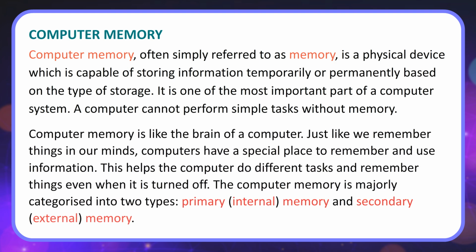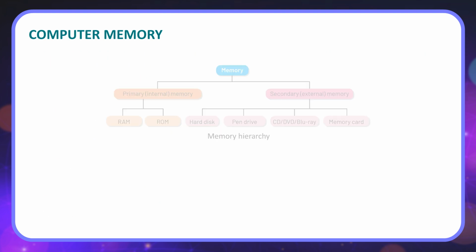Computer memory is like the brain of a computer. Just like we remember things in our minds, computers have a special place to remember and use information. This helps the computer do different tasks and remember things even when it is turned off. The computer memory is majorly categorized into two types: primary (internal) memory and secondary (external) memory.